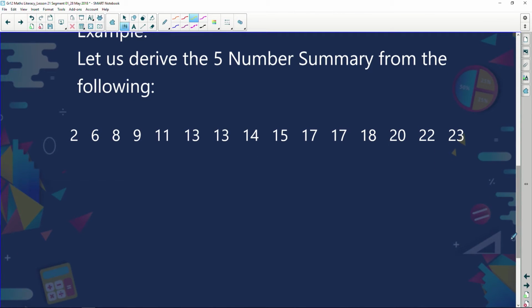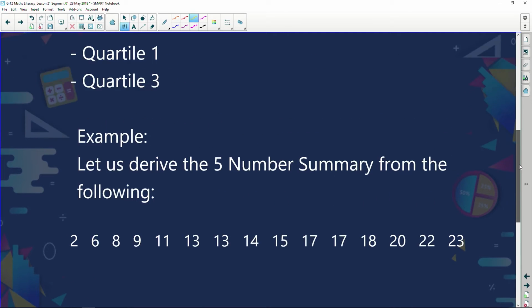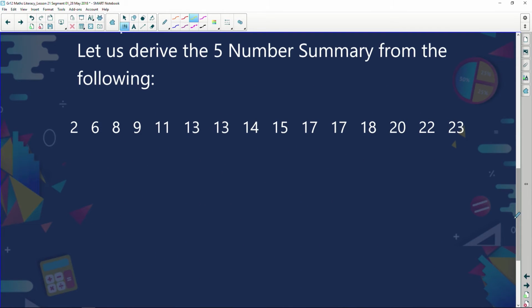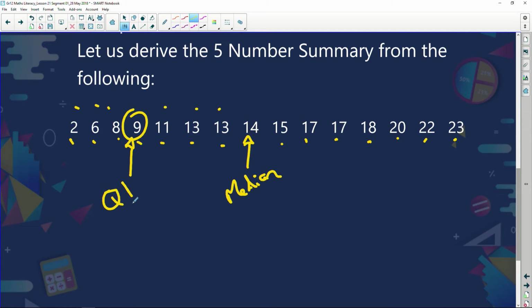Here is my whole set of numbers. If you look carefully, it's exactly the same that I used last time. So let's just do it again. 1 this side, 1 that side, and so on. Here is my median. Cool. Then this, that, this, that. Here is quartile 1. Right, this, that, this, that.